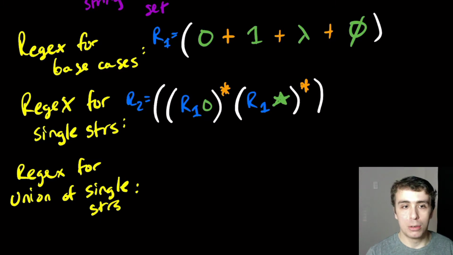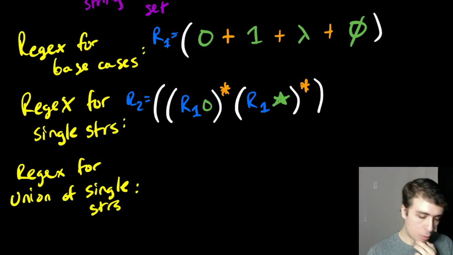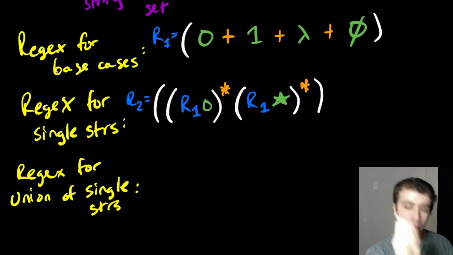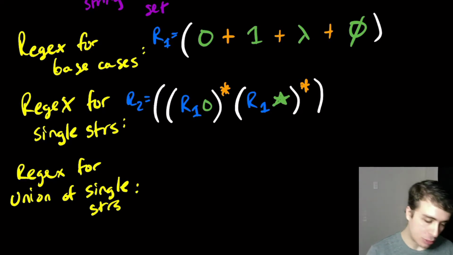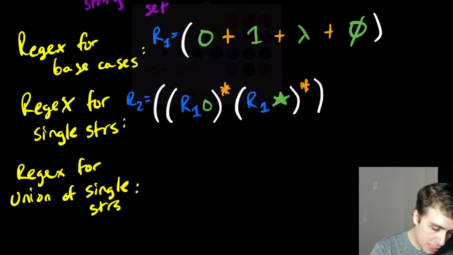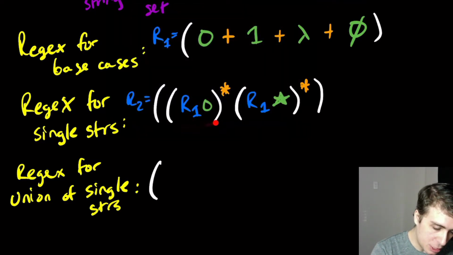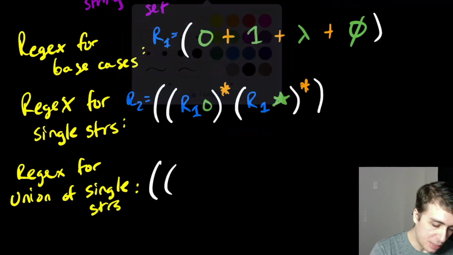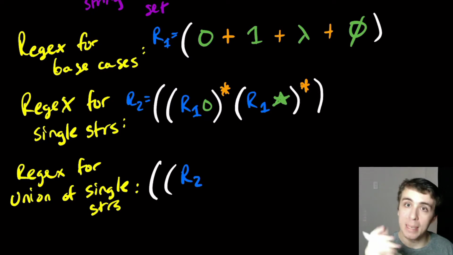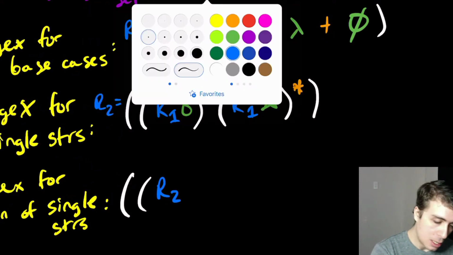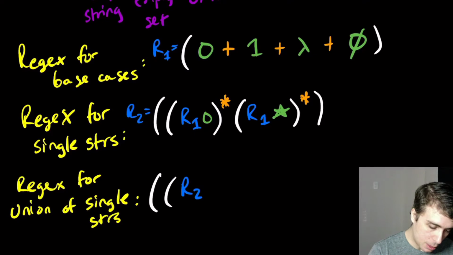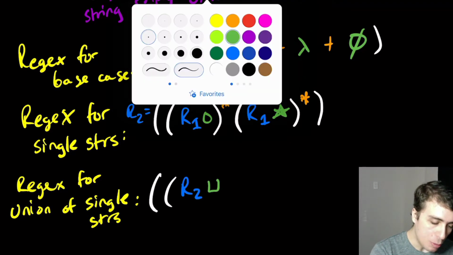Okay. So what do we want to do here? Well, R2 represents all the possible single strings that we can have. We can insert the union character in between each of the strings. So what we're going to have here is something similar to this guy right here. Again, we're going to have this, but instead of R1, we're going to have R2, because remember, those are single strings. Along with union in between each one of them.